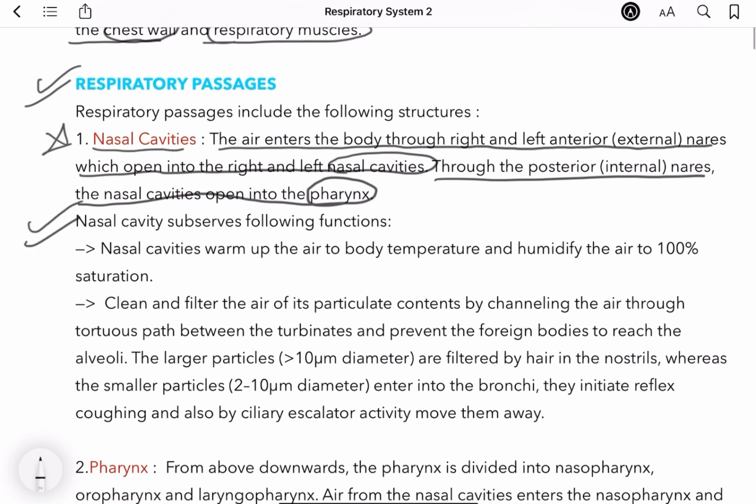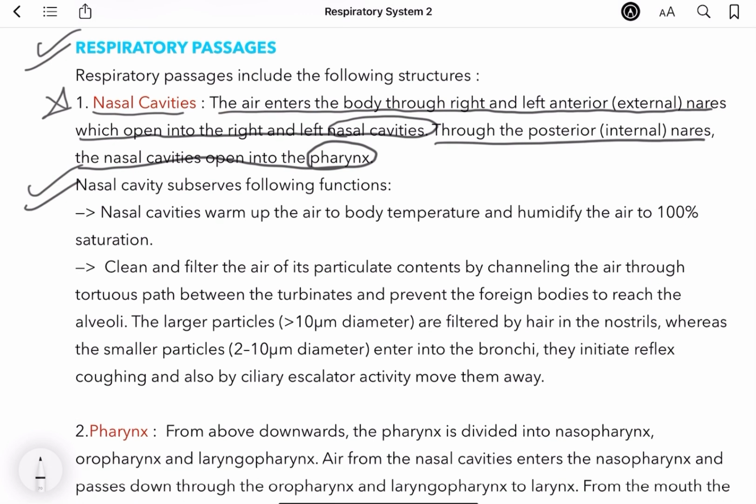Now the nasal cavity serves the following functions. Now we will discuss the functions of the nasal cavities. Nasal cavities warm up air to body temperature and humidify the air to 100% saturation. It means it functions to humidify air, and it also warms the air up to body temperature.